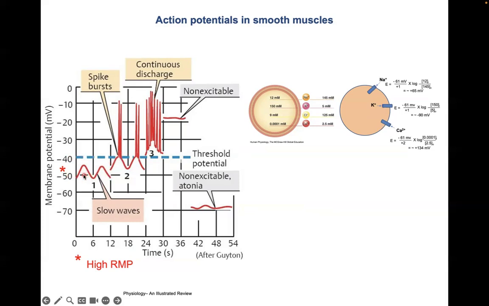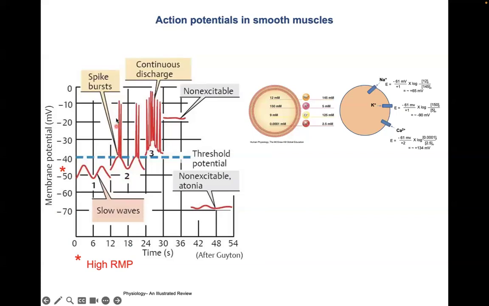We have here slow waves that are generated. I will tell you how in the next slide. And these slow waves, when they add up and reach the value of minus 40 millivolts, they generate the action potentials, the spikes.